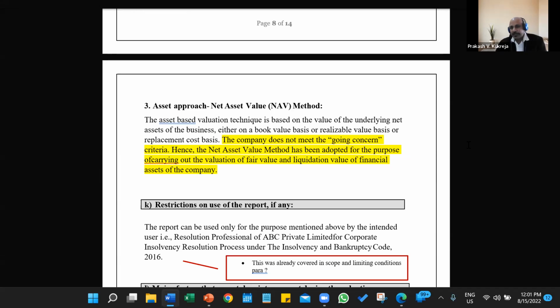Am I audible, sir? Sanketji, I'm not sure if I was able to answer. Can I finish if you don't mind? Yes, yes. So Sanketji, this is my view.